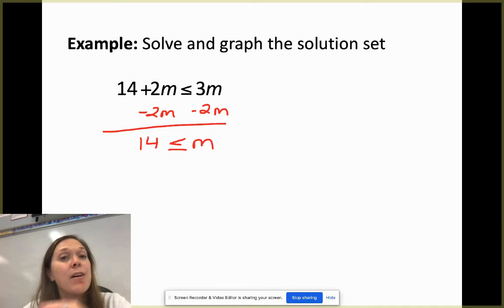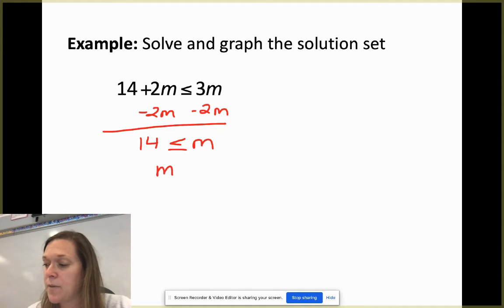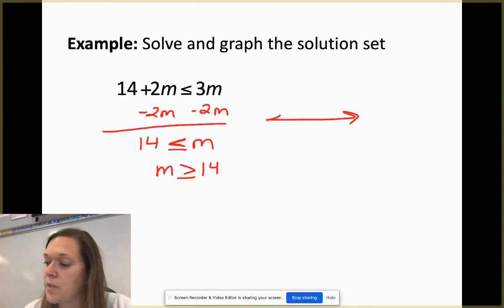Me personally, I always like to get in the habit of writing my variable on the left-hand side. So if I were to flip-flop that, notice that my alligator is eating the m, so I want to keep it open to the m. So 14 less than or equal to m is the same as m is greater than or equal to 14, which just makes it easier when we go to graph it.